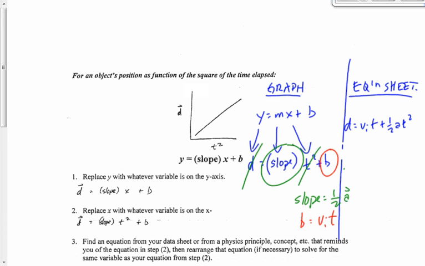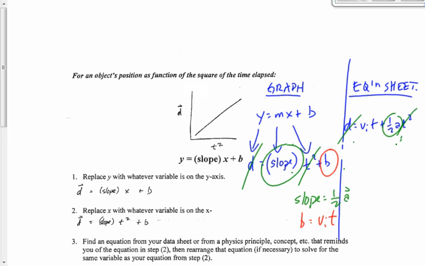We can look at this and say, all right, let's cross off things that appear in both. D appears in both. T squared appears in both. What are we left with? Slope is equal to 1/2 a. How do we know that it's the second term instead of the first term? Well, because that's where the t squared is.